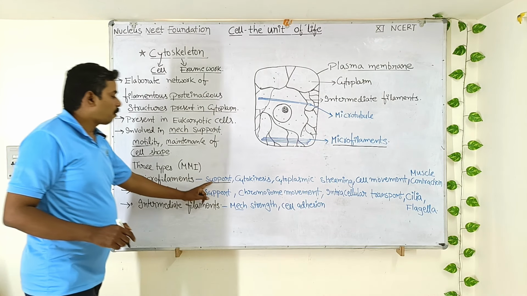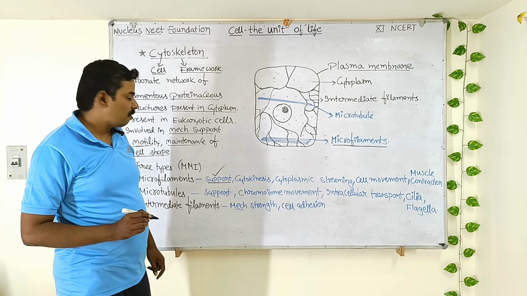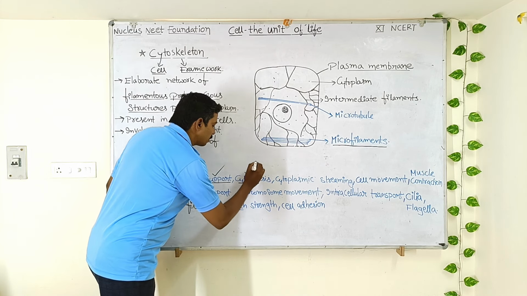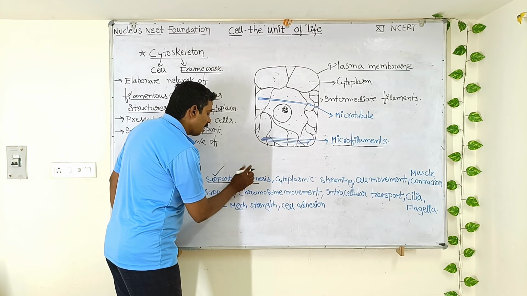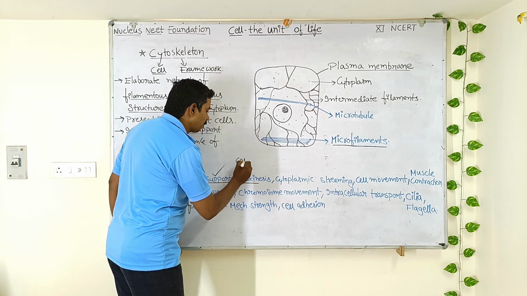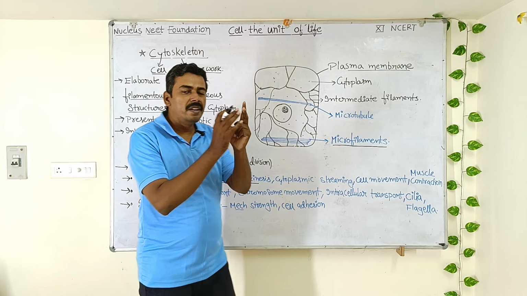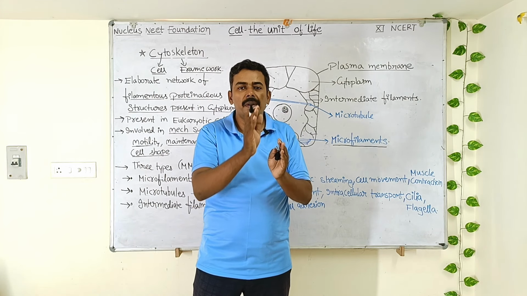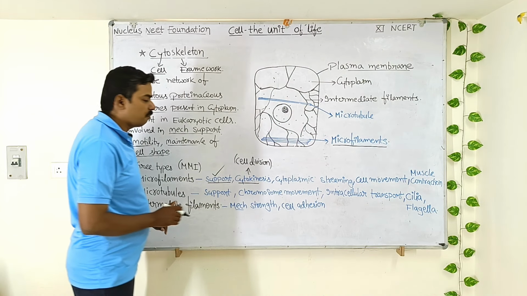What are the functions? It provides support to the cell from inside, and also takes part in cytokinesis. What is cytokinesis, children? Cytokinesis means cell division. So when one cell divides into two cells, at that time some constriction should be formed in the middle in order to separate the cell into two cells. So that will be carried out by microfilaments.